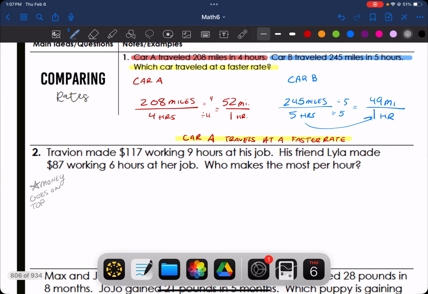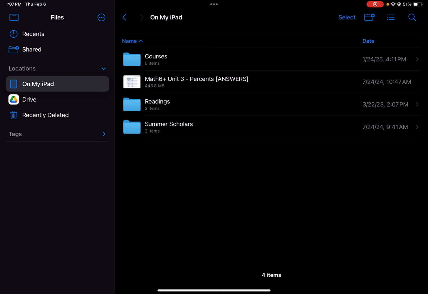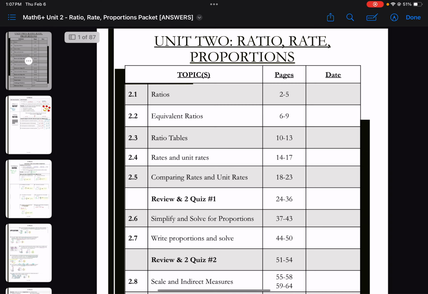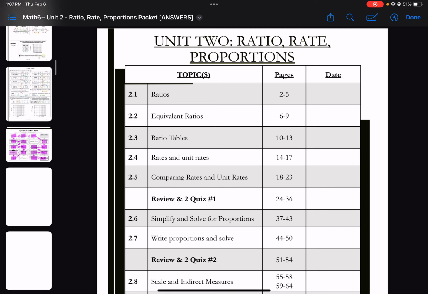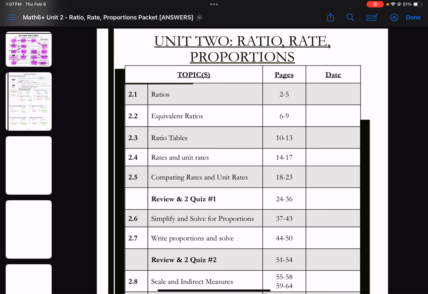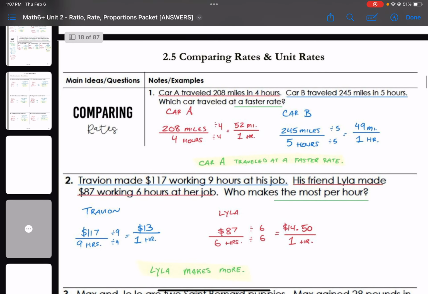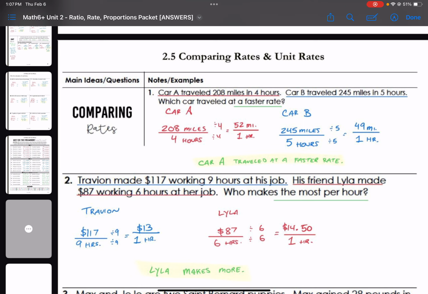Now that you've tried number 2, let's check our answer here. Just pulling up the answer key so that you can check your answers. And again, this is page 18. There we go. You should have gotten Lila makes more money per hour as Travion makes $13 per hour, whereas Lila makes $14.50 per hour. Don't forget the 0 at the end of it when you're dealing with money.